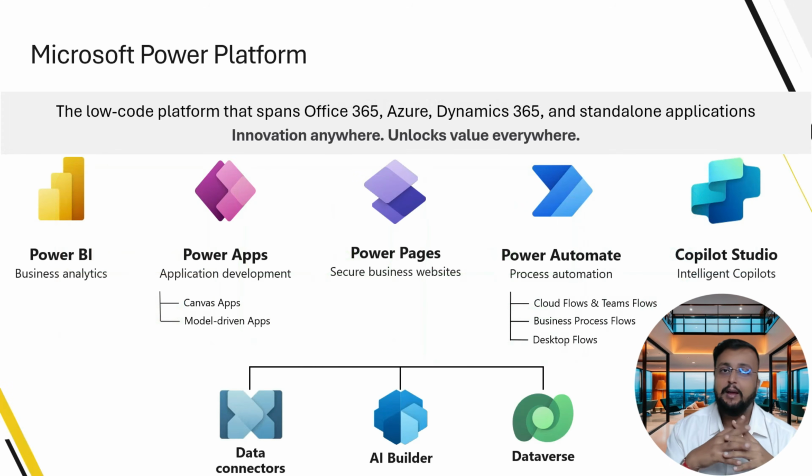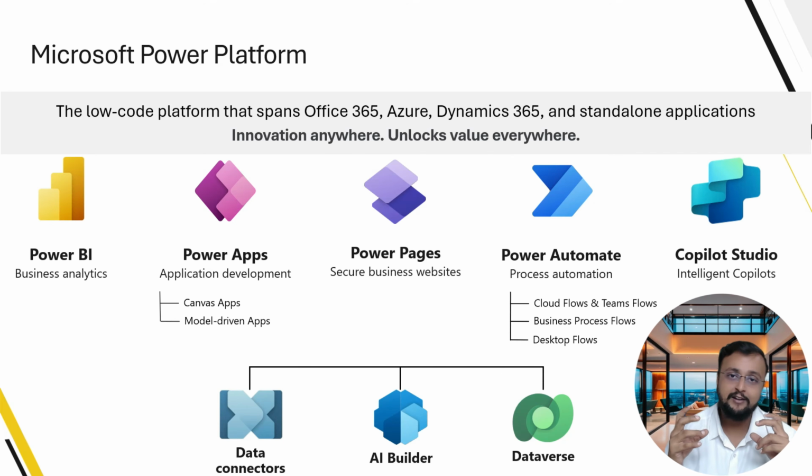Microsoft Power Platform is a low-code, no-code platform that spans across Office 365, Azure, Dynamics 365, and standalone applications. Basically, it's a low-code, no-code platform, so you don't need to learn any kind of programming language or any specialized skill. If you just know basic reasoning and basic logic, you can simply work on the Power Platform. With Power Platform, you can build enterprise-level solutions.